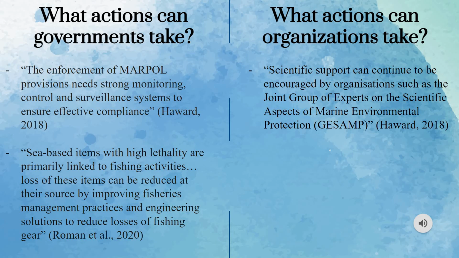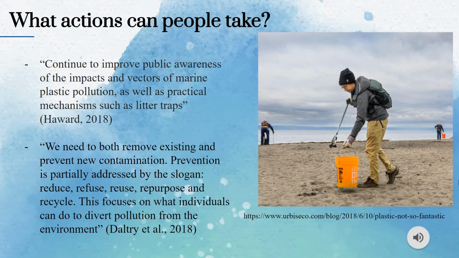On the next slide, I will discuss some actions people and the community can take. Some actions people or us can take have been addressed by Marcus Hayward in Plastic Pollution of the World's Seas and Oceans as a Contemporary Challenge in Ocean Governance. Some of the actions he stated is to continue to improve the public awareness of the impacts and vectors of marine plastic pollution, as well as practical mechanisms such as litter traps. Litter traps are devices that can float on water and collect floating debris and litter.